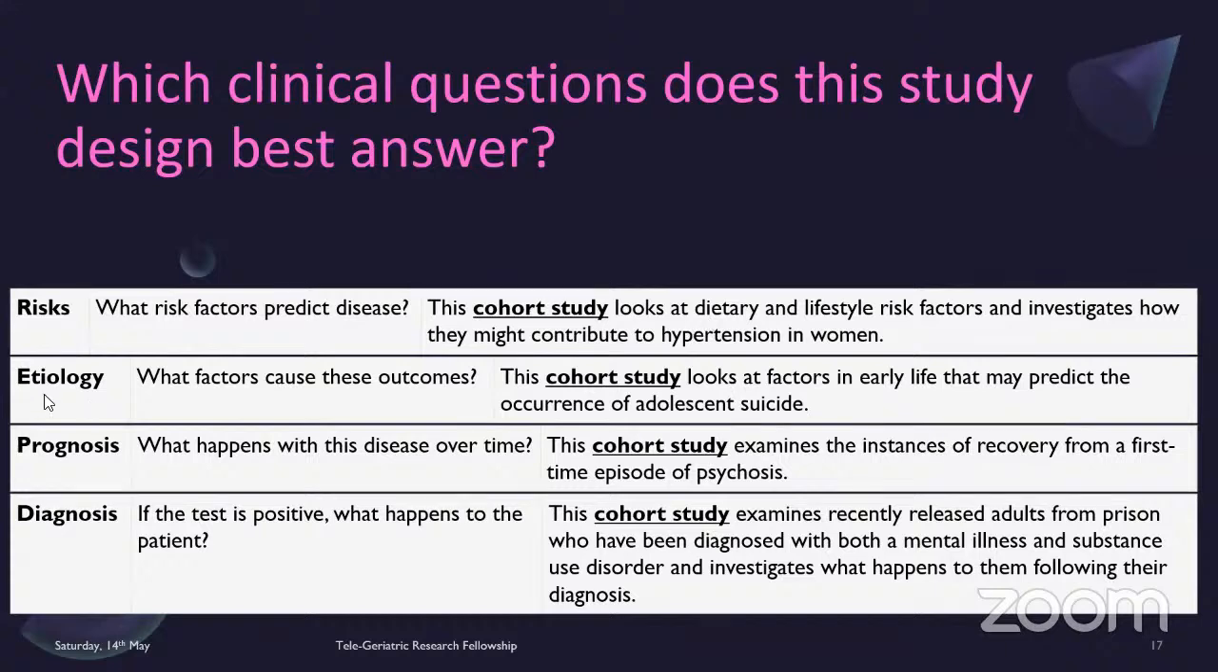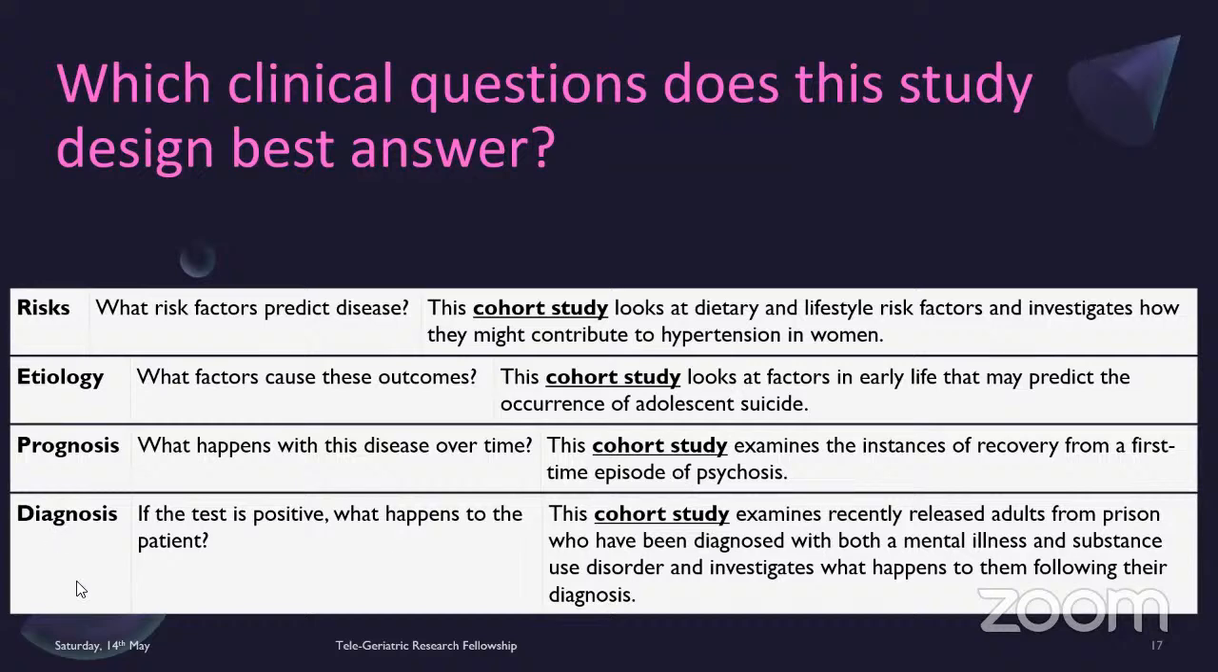Now, etiology. How can you determine etiology with this study? Like what factors cause these outcomes? The cohort study looks at factors in early life that may predict the occurrence of adolescent suicide. So it's going to tell us the etiology. Prognosis. What happens with this disease over time? The cohort study examines the instances of recovery from the first time the episode of psychosis happened. So you're going to tell the prognosis.